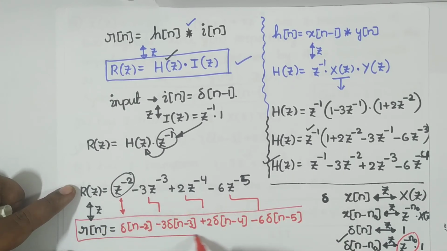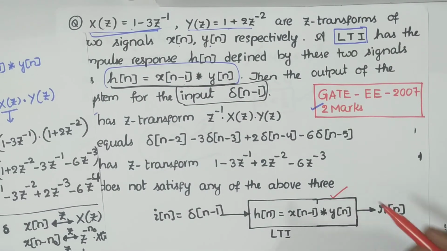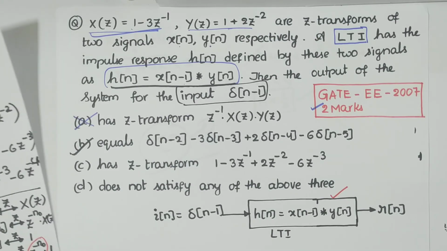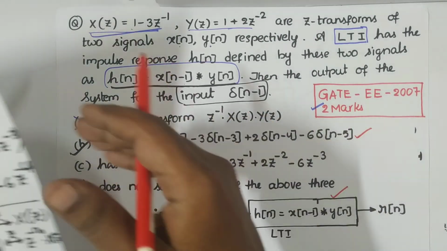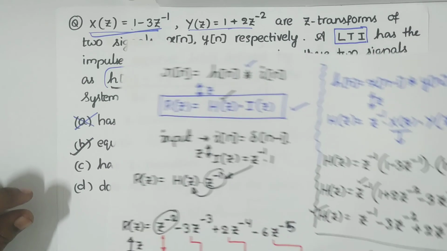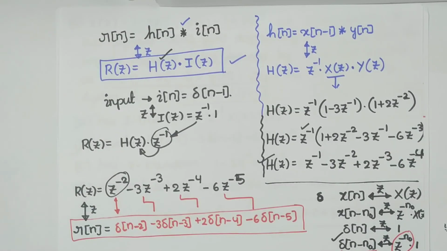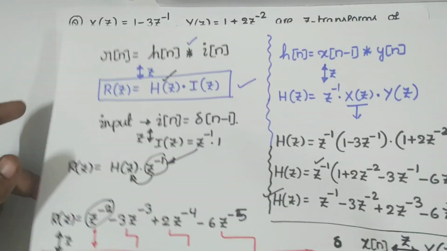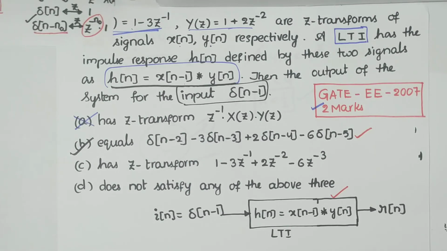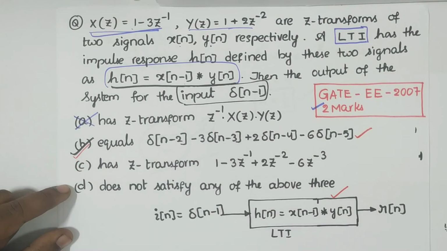So the output of this discrete time linear time invariant system is option number 2. See, option number 2 is matching exactly with our solution. So therefore, there is no second thought. Option number 2 is correct.